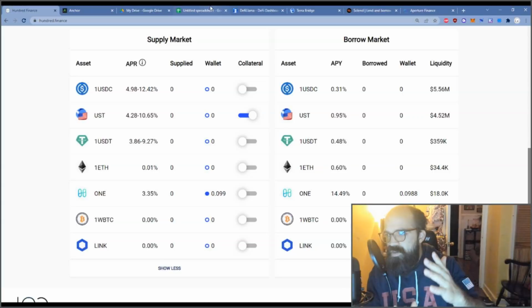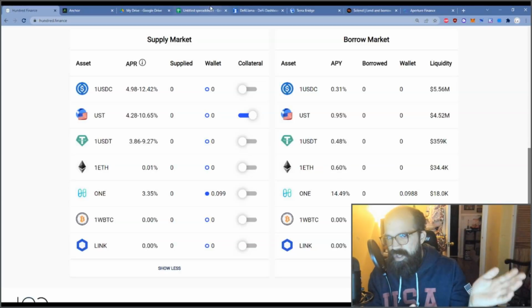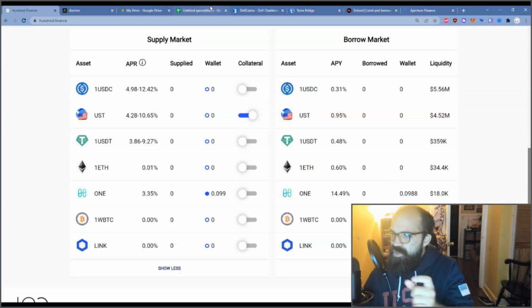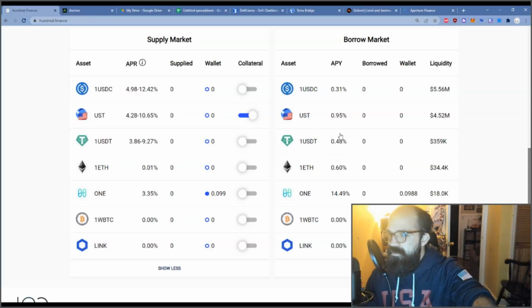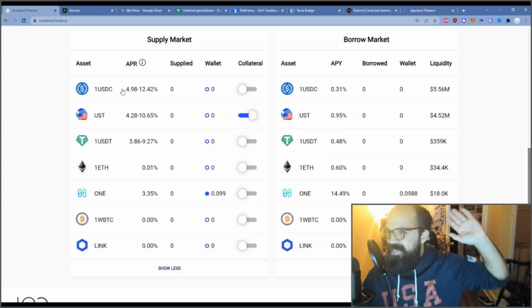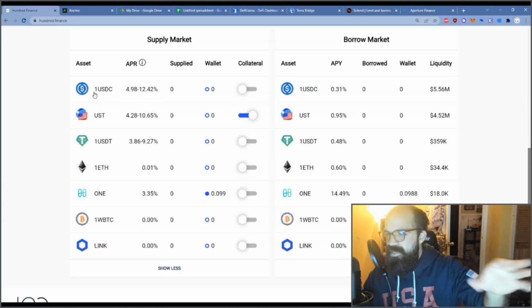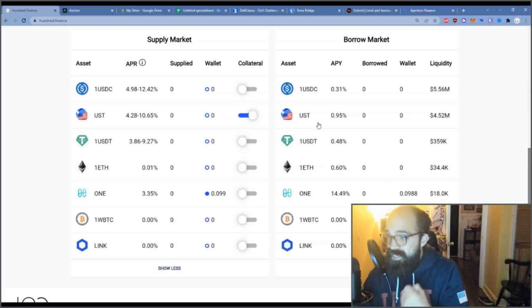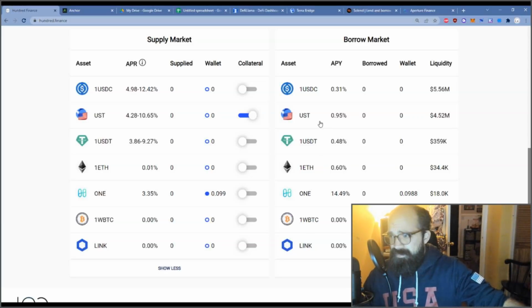So even if the value of UST depegs unrealistically dramatically to like 10 cents, so now one UST is worth 10 cents instead of $1, so it lost 90% in value. Well, you still have all the UST. You bridge that UST back over here, you pay off your loan, and then you take out your collateral. So let's say you collateralize $10,000 of USDC. You borrow $8,000 of UST. It drops 90% in value. Now it's worth like $800.